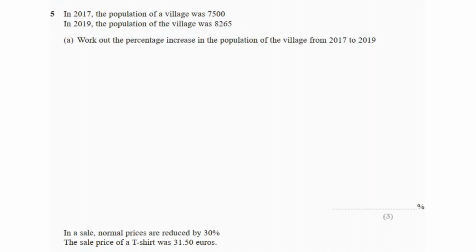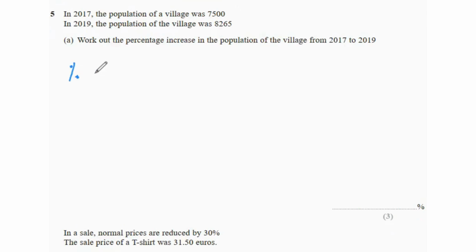Next question says, in 2017, the population of a village was 7,500. In 2019, the population of the village was 8,265. So as you can see, the population has increased. We need to work out the percentage increase in the population of the village from 2017 to 2019. So this is the second type of question you can get, which is about percentage increase or decrease.